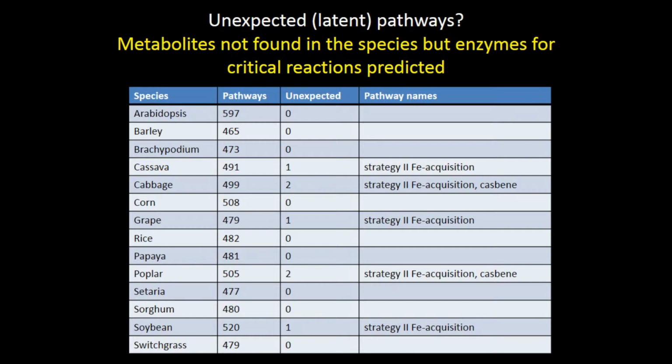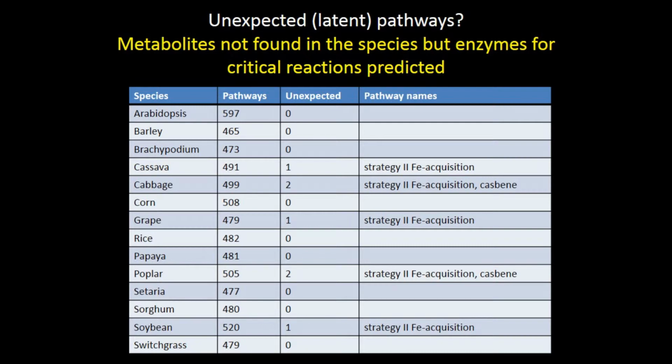So I define unexpected or latent pathways as those pathways that make metabolites that are known not to exist in the particular species. But then we predicted enzymes for the reactions, including the critical reactions. And when we looked at those hundreds of pathways that were predicted for these species, for many of the species, we did not find any unexpected pathways. The only exception was two.